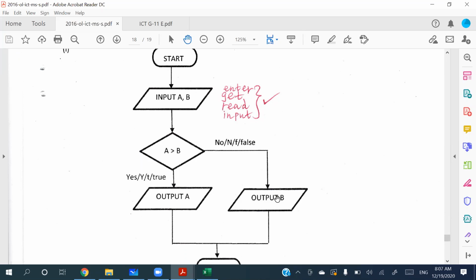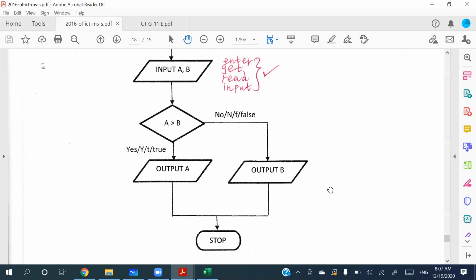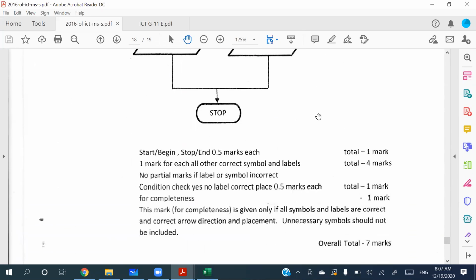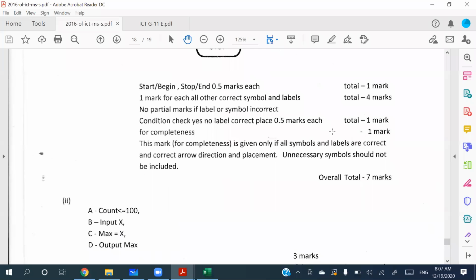Output B in the parallelogram, 1 mark. Output A in the parallelogram, 1 mark. And for saying yes and no labels, they are given 0.5 for each. So yes gets 0.5 and no gets 0.5, so 1 mark. And for completeness, that means if all correct, you are going to have 1 mark again.